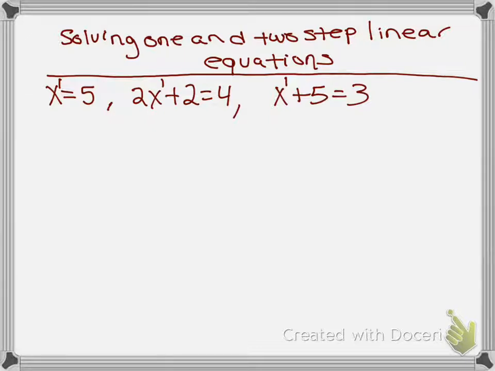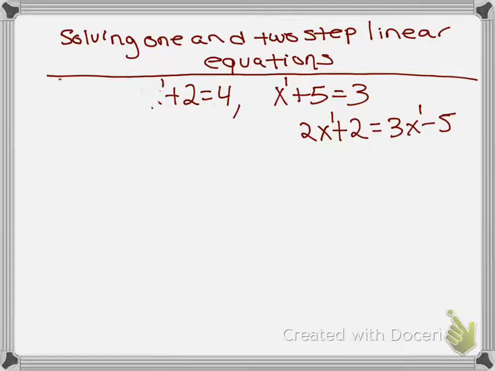And you have more than one x, so you might have something that looks like this. That too is a linear equation because it has an x, and all the x's have exponents of 1. All right, so question is, how do we solve these? I'm going to erase these. These were just some examples of what they look like.